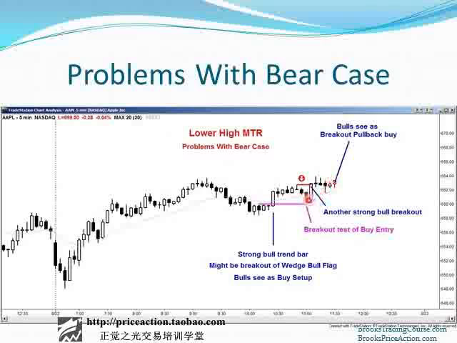This bear bar, by the way, the bulls can argue that it's simply a pullback from this breakout and it's testing the II buy setup. Also, the bulls can argue that these 3 pushes down are a wedge bull flag. This is the breakout, this is the pullback, and it's a breakout test of the buy entry, and therefore it's a buy above the high of this bar. We have another breakout and then another pullback, so another buy signal.